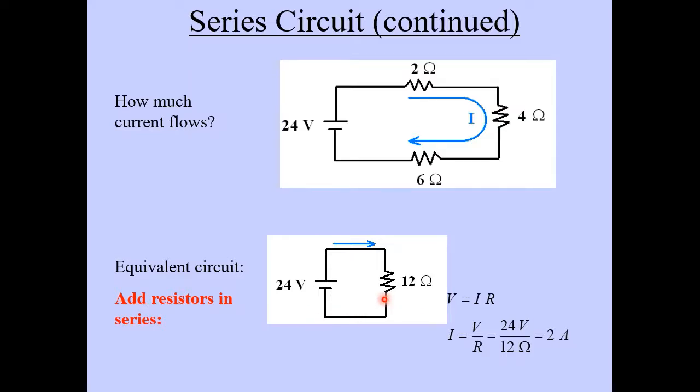So now we can figure out the current of this circuit, because we have a 24 volt battery and we have a 12 ohm effective resistance here. So using Ohm's law, V equals IR, we can solve for I, which is equal to V over R. V is 24 volts, the R is 12 ohms. 24 divided by 12 is 2. So the amount of current that flows through this circuit here is 2 amps.